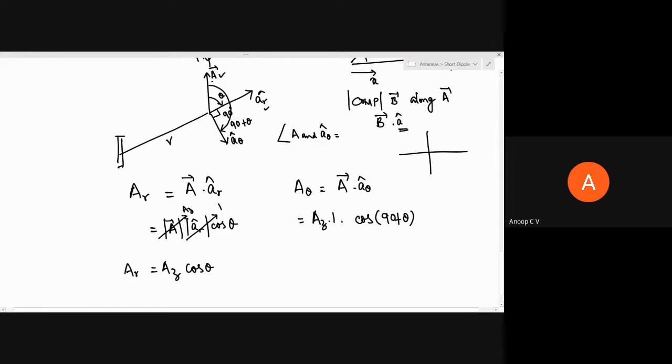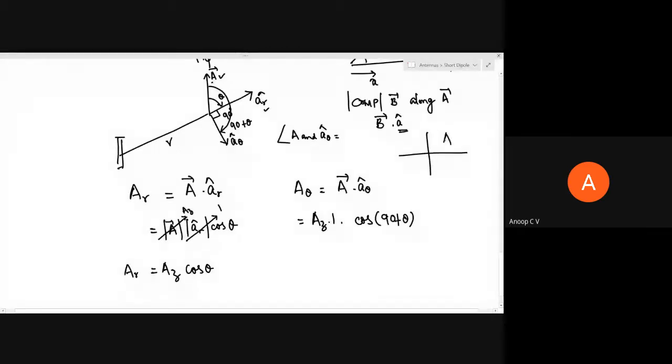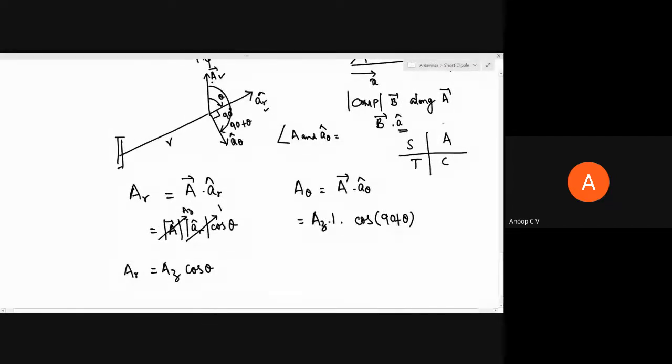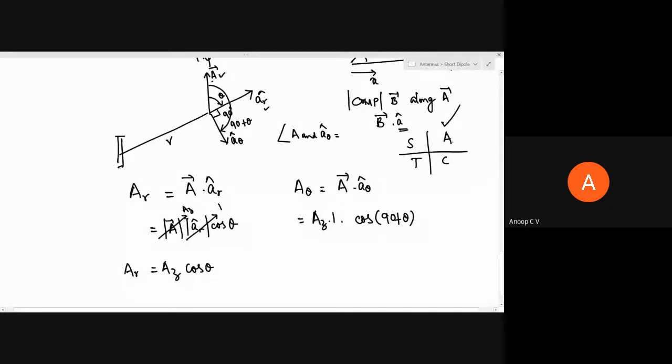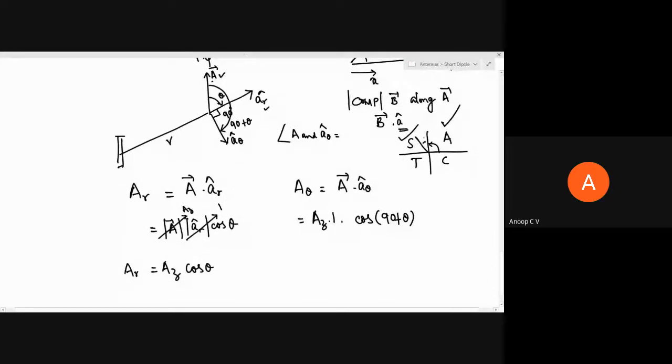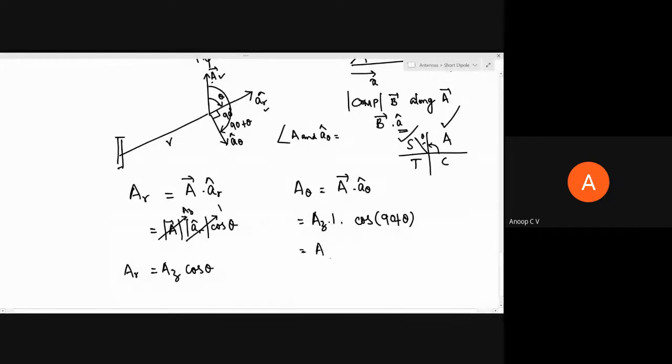Cos of 90 plus theta, is it plus sine theta or minus sine theta? Again, ASTC, all silver teacups, or all students took coffee or whatever. In the first quadrant, all are positive. In the second quadrant, sine is positive. 90 plus theta will fall in the second quadrant, so sine is positive. So it is A_z sine theta. A theta is equal to A_z sine theta.